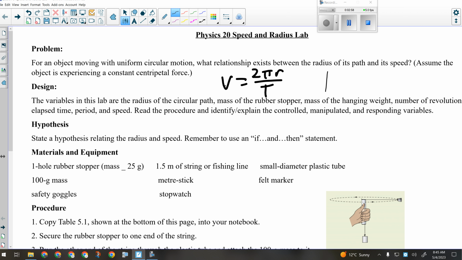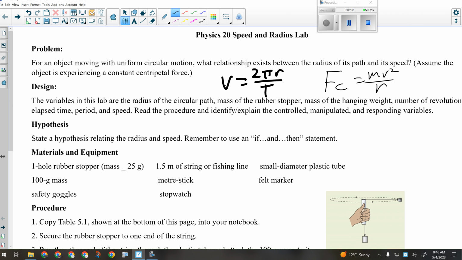Well, yesterday we learned about this formula. Radius is in there, and we already know that that's part of it. And that's what we're changing, so that's out. But there's a couple of other things in that formula that could affect the speed at which the rubber stopper is going to move around in the circle. So I would say those are probably things that need to stay the same throughout the lab. That's all I'm going to say about the design. I think you guys can get it from there.